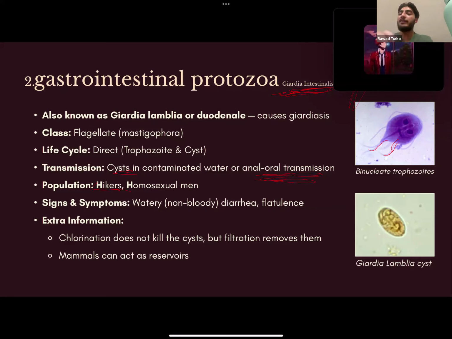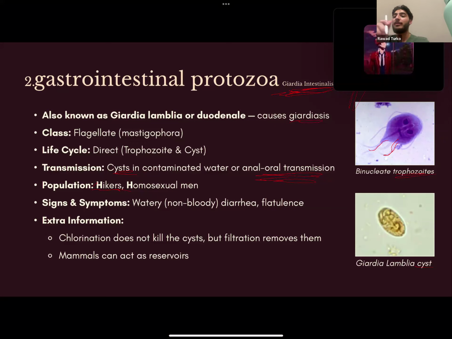When we talk about the life cycle, Giardia lamblia has two specific stages: the trophozoite, which is this thing right here, and the cyst. The cyst is the infective stage. That means when a human is infected with Giardia lamblia, it's because they ingested these cysts, which are usually found in contaminated water. A classic presentation would be a hiker going on a hike who stops for a drink of water at a contaminated stream, accidentally ingests some of these Giardia lamblia cysts, and then develops giardiasis. That's the disease, giardiasis.